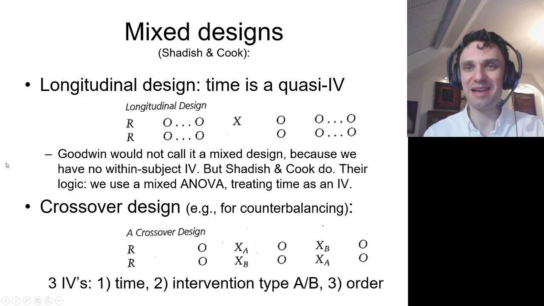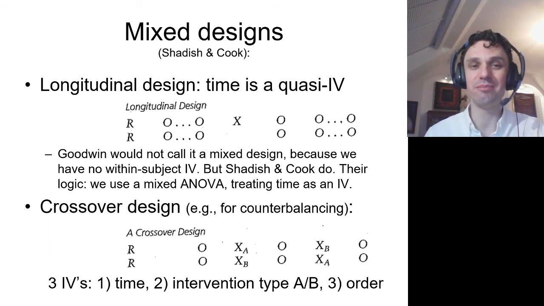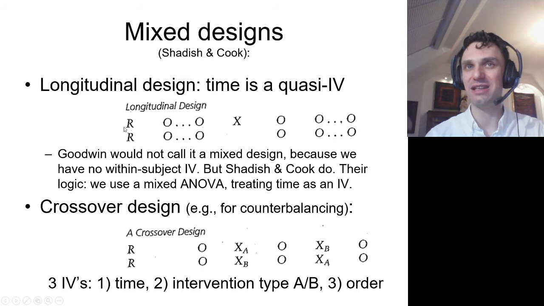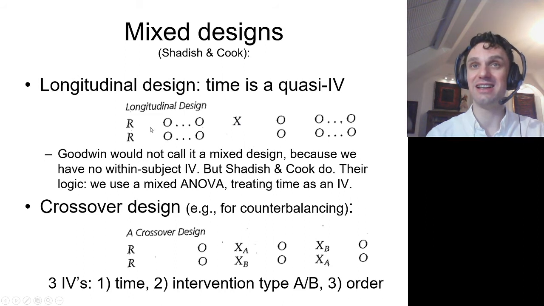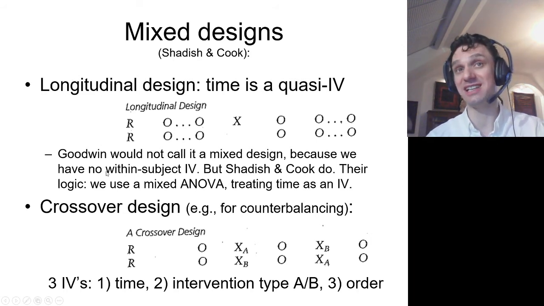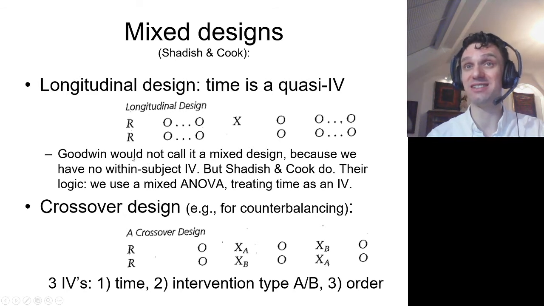And finally, the third type of research designs is the situation when I have some between group designs and some within group designs. This is called mixed designs. Unfortunately, in the literature, there is also a little bit of confusion because let's take, for example, the first design, which is called longitudinal design. In one group, we have some measurements, then there is some intervention, and then again some measurements. In another group, the same thing, but there is no intervention or a placebo intervention. Goodwin would not call it a mixed design even, because there is no within subject independent variable.